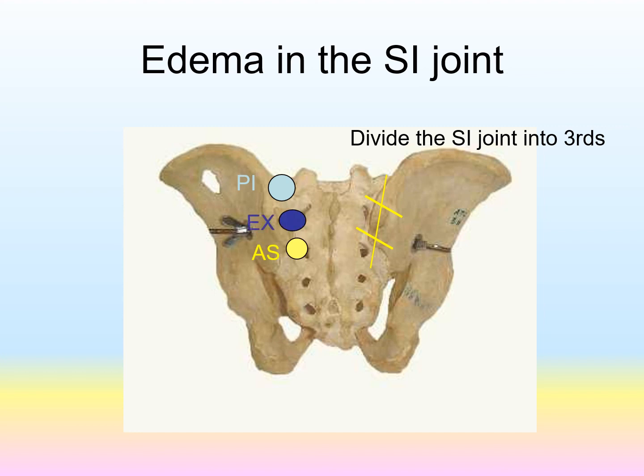Edema in the upper part of the SI joint is indicative of a PI fixation. Edema in the medial aspect of the joint is indicative of an EX misalignment, and edema in the lower part of the boot is indicative of the AS subluxation.